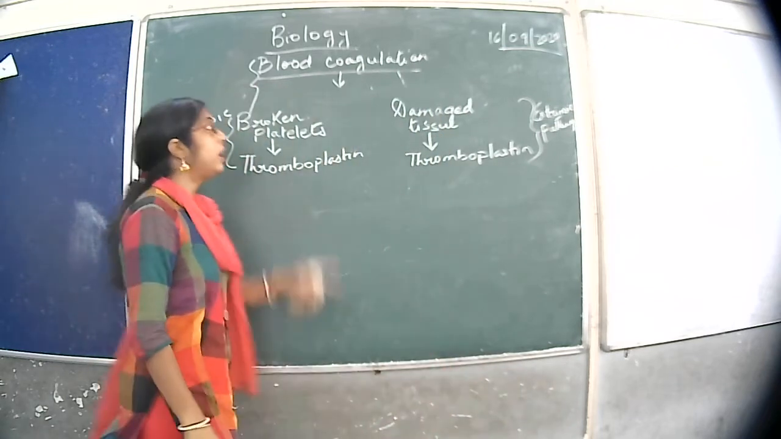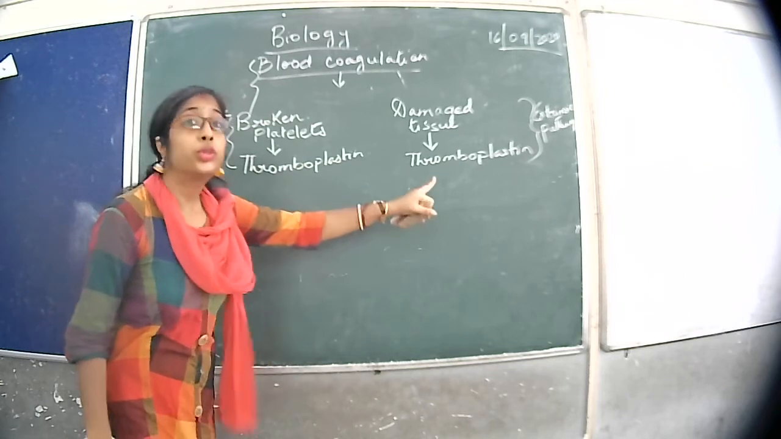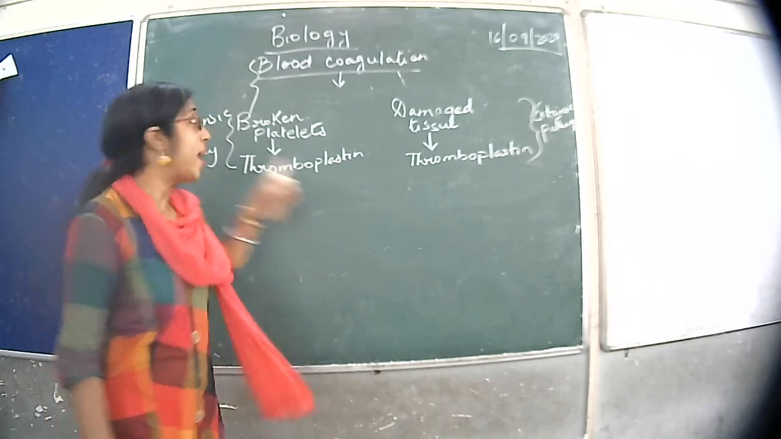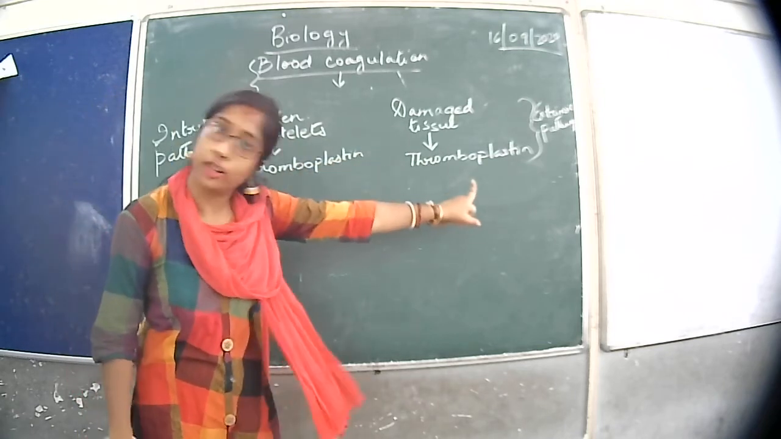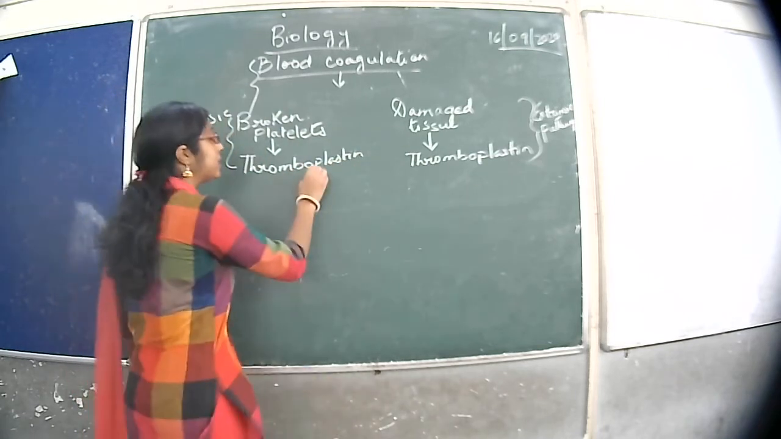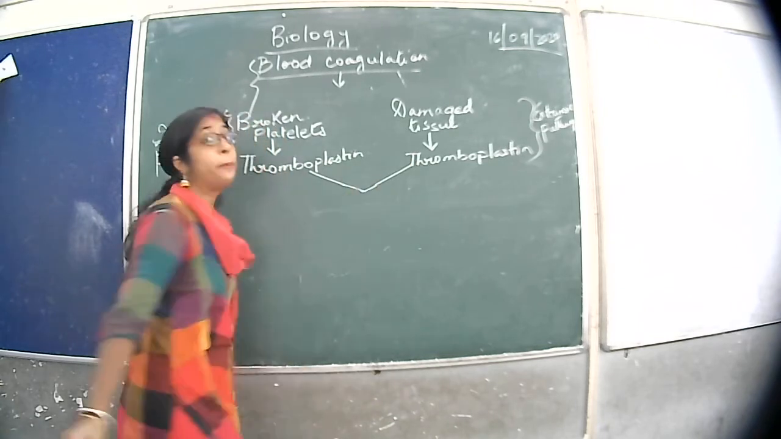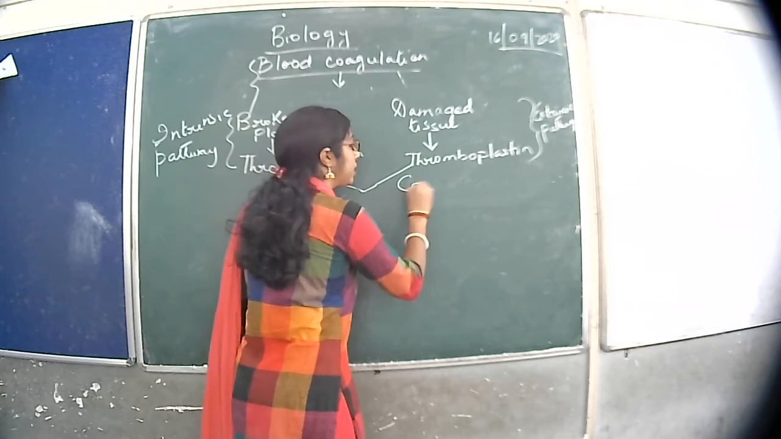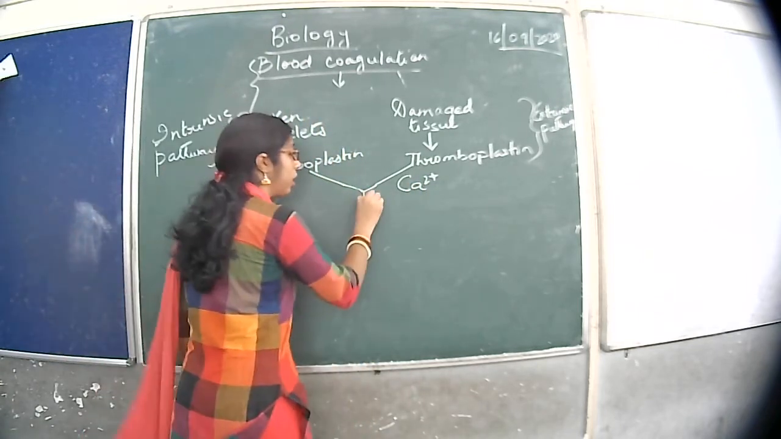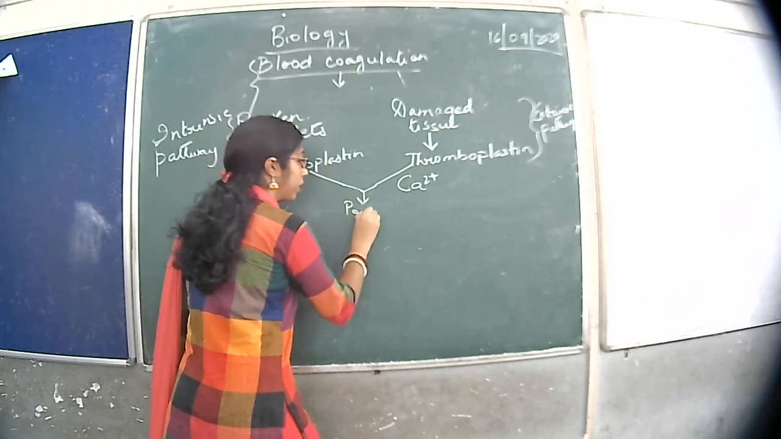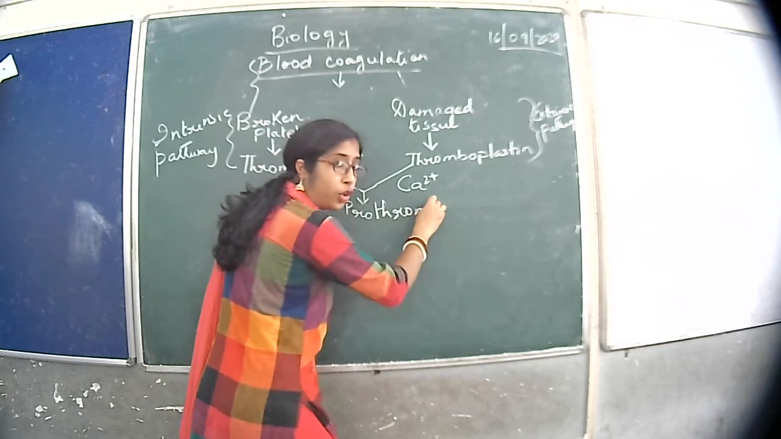So what did I say? Blood coagulation, this process initiates through two pathways. One is the intrinsic pathway, another one is the extrinsic pathway. And this, in the presence of calcium ions, results in the formation of prothrombinase.